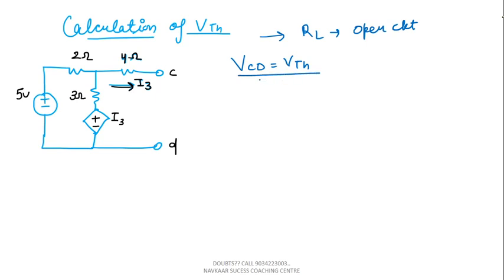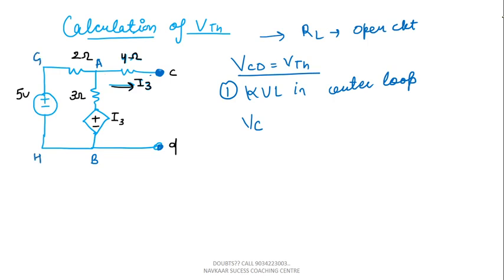How can we calculate the VCD value? Just imagine you are standing at position C, and you need to move down to D. As you can see, there is no direct connection between C and D, so you need to move down like that. So we have to apply KVL in the outer loop. Okay, the first step is to apply KVL in the outer loop. You are standing at C position, so here the potential would be VC. Suppose this one is A and this one is B, this one is G and this one is H. You will move from C to A.